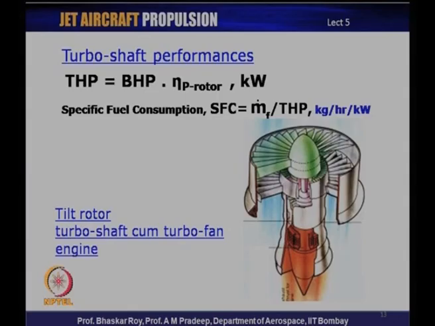Shown here is a picture of a very interesting engine that has been demonstrated and even flown. It has not quite become very popular as yet, and this is simply called a tilt rotor engine, which is basically a turboshaft cum turbofan engine. This particular rotor is more like a fan, and this engine can actually tilt itself. It can go vertical as shown here, or it can become horizontal to become something like a turbofan, and this capability gives it the name tilt rotor. So, the whole thing can be tilted.